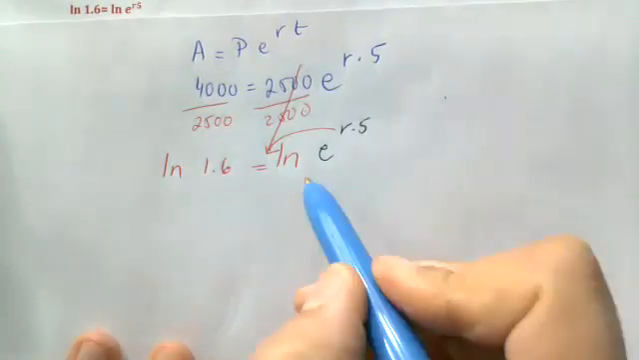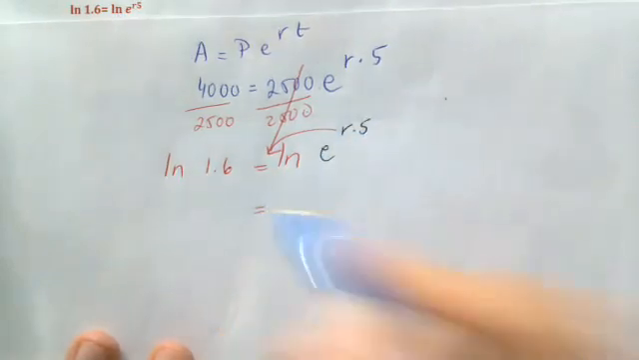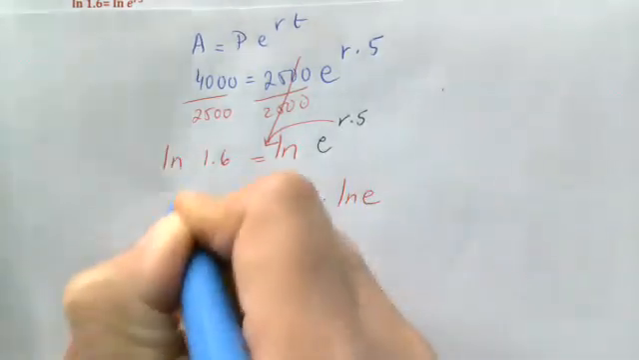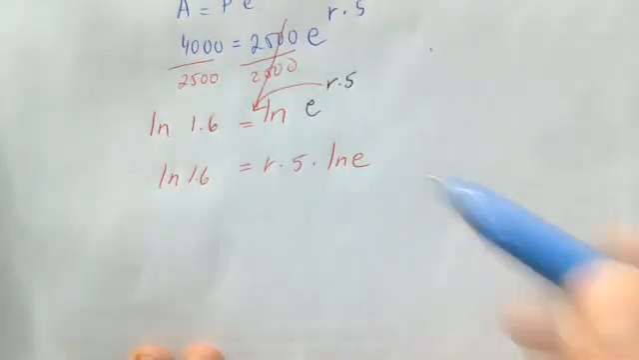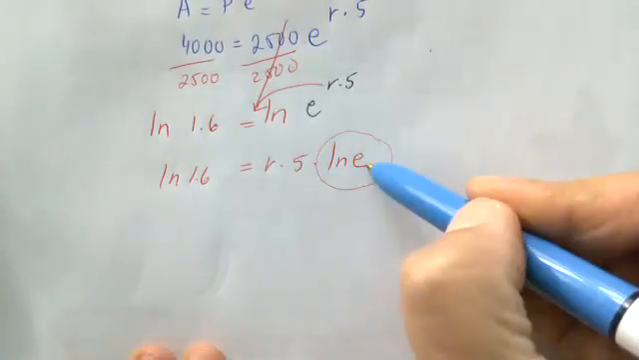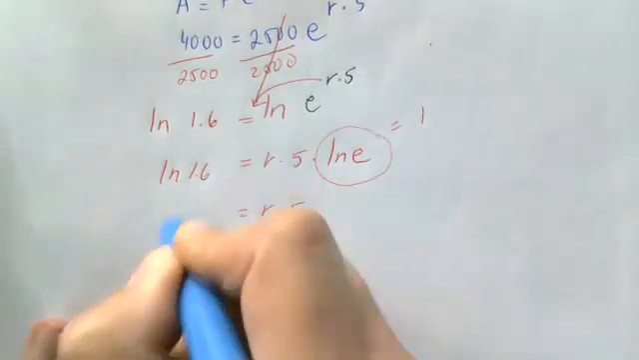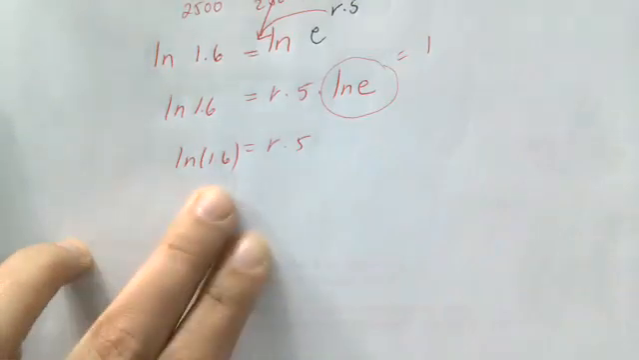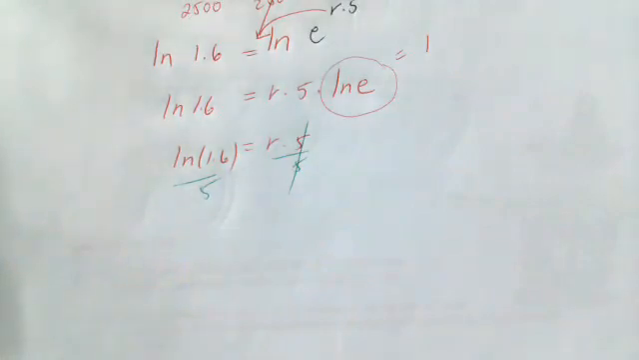So now on the right hand side, we have an exponent under the logarithm, so we can apply that power law. r times 5 times ln of e, and on the left we still have ln of 1.6. See how we ended up with times ln of e. Ln of e equals 1, so we don't need it anymore. So now to get to r, all we gotta do is divide ln of 1.6 by 5, divide both sides by 5.